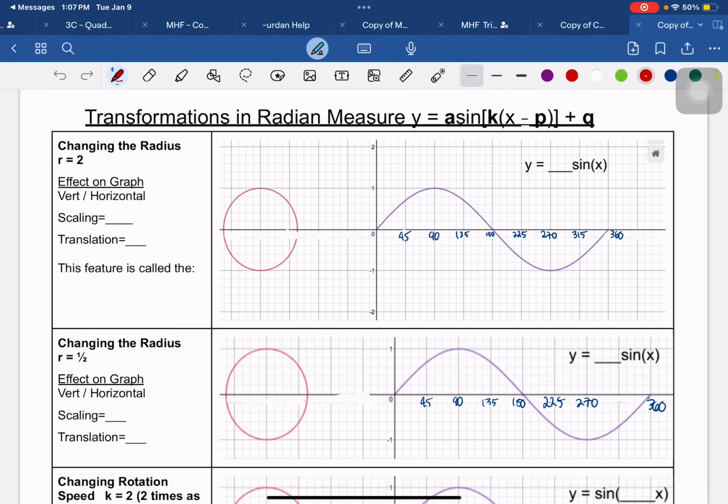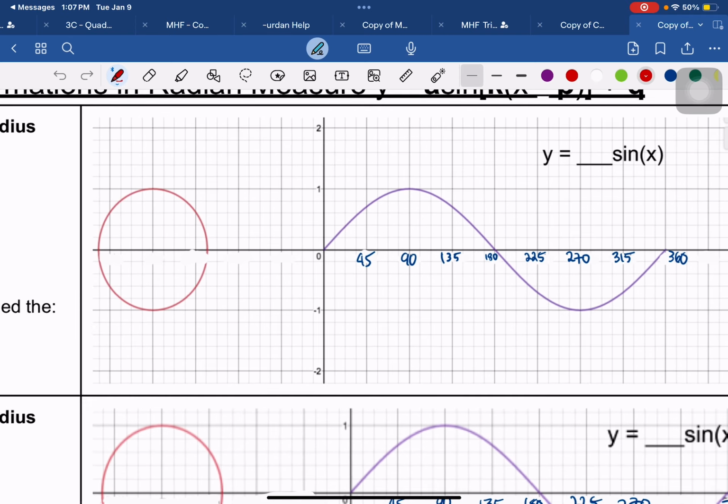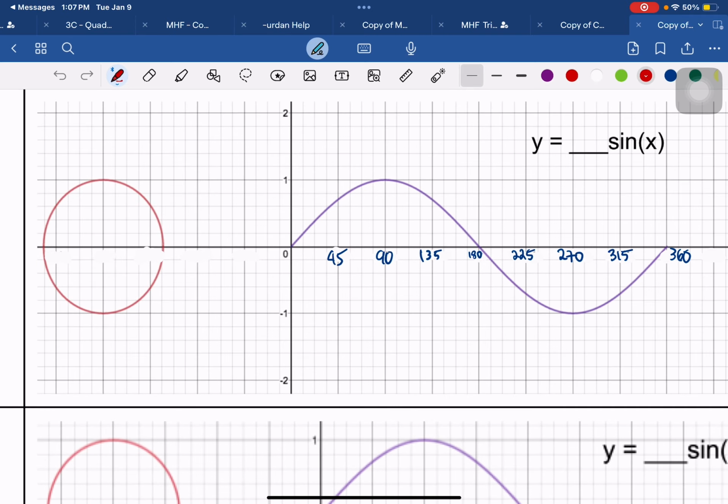Today I'm going to talk about transformations of trigonometric functions. First, let's do a quick review of the very basic graph of sine x.